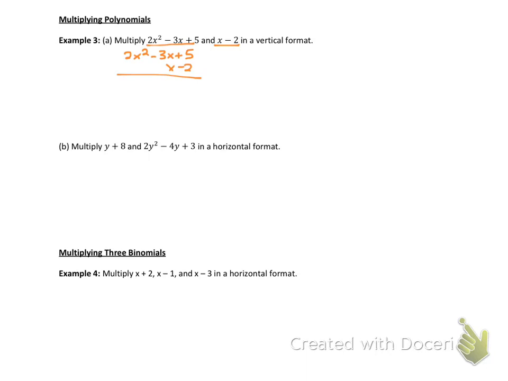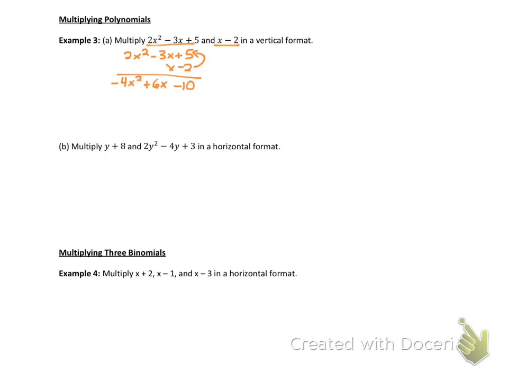So it's just like regular long multiplication, where you multiply on the right first, and you line them up underneath, and then you multiply by the left number, and then you line them up underneath. So we need to multiply everything on top by negative 2. So you have negative 2 times 5, which is negative 10. We have negative 2 times negative 3x is positive 6x. We have negative 2 times 2x squared, which is negative 4x squared.